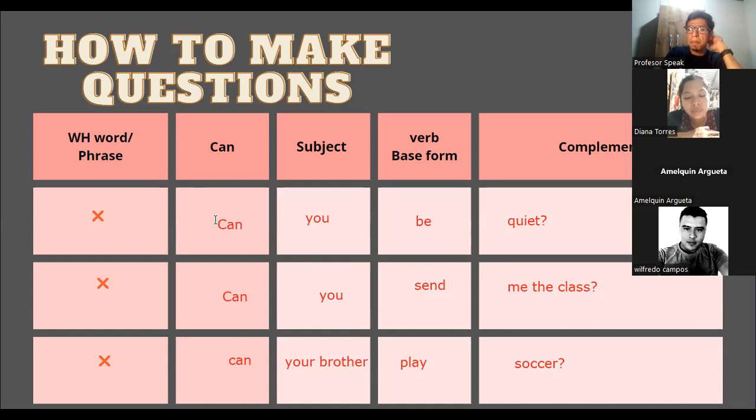Very good. What is the meaning, Amelkin, of the first sentence? Question close. Do you understand meaning? What is meaning? Meaning, significado. So what is the meaning of this one? Puedes estar tranquilo. Yes, very good. Puedes tú quedarte quieto, estar tranquilo. Very good. The next one.